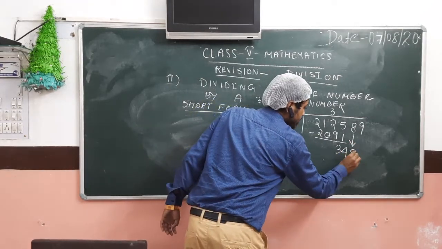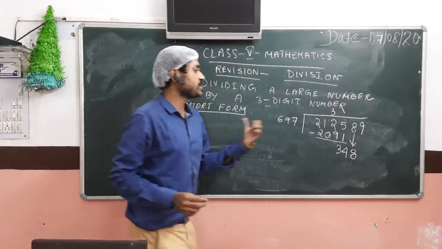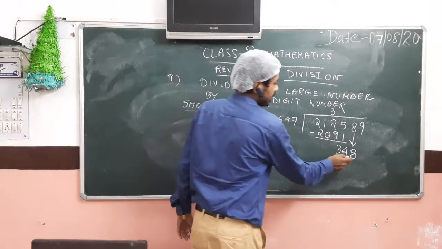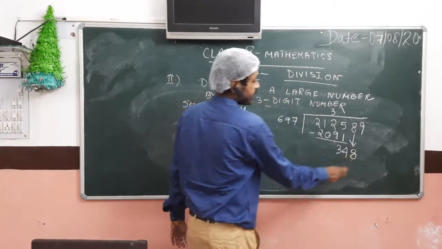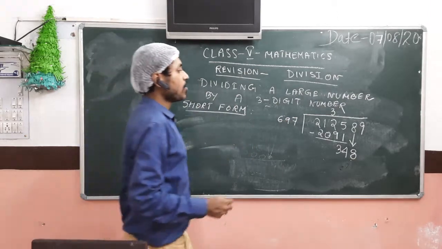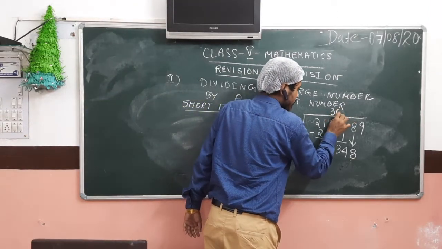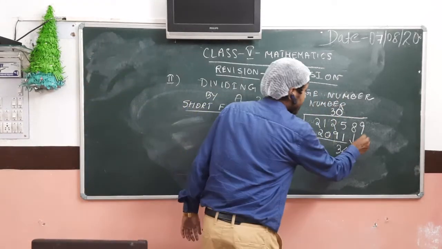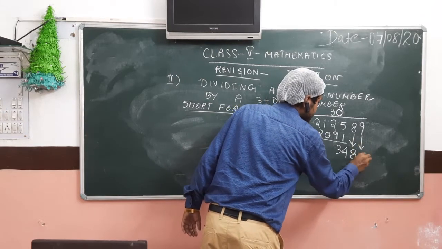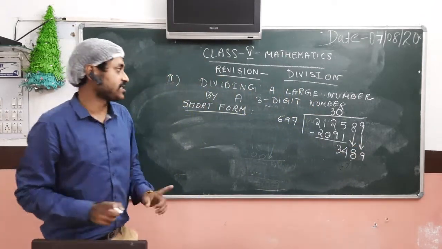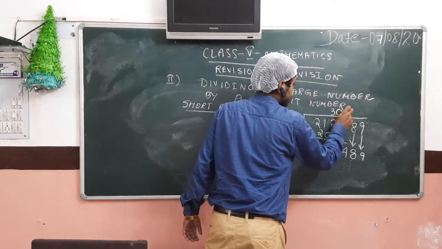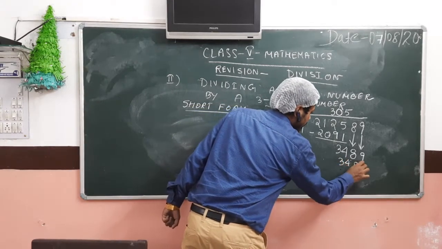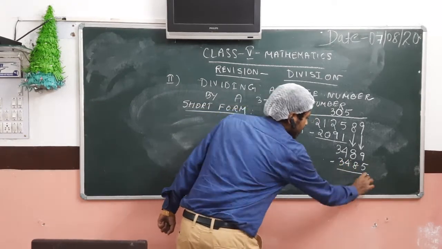We bring down 8. Now 348 is not divisible by 697 because it is lesser than 697. In such cases, when the remainder that we have obtained is not divisible by the divisor, what do we do? We place a 0 in the quotient and then we bring down the next digit. And here we see that if we multiply 5, what do we receive? We receive 3485. And the remainder is 4.